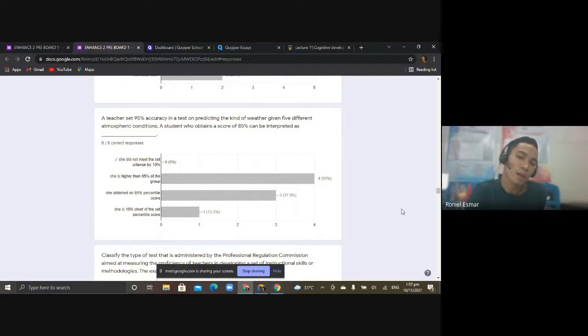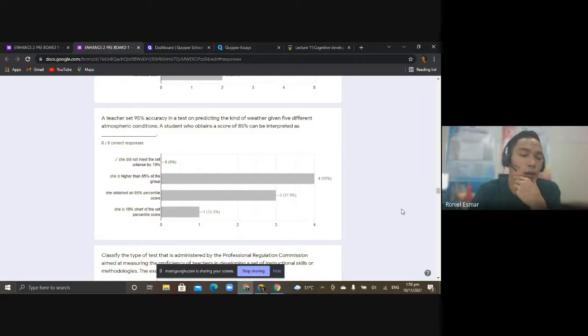No? So, mali ang letter B. Number 3, letter C, she obtained an 85% percentile score. Option B and C actually are the same. No? The same ra sila. An 85 percentile score, iyang interpretation ana is kaning higher than 85% of the group. No, gibali-bali ra ang options.